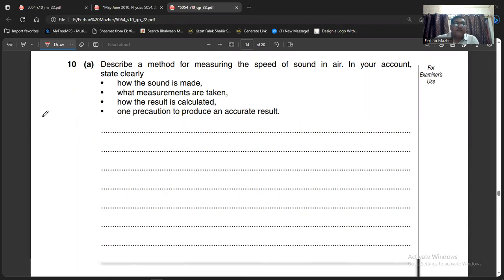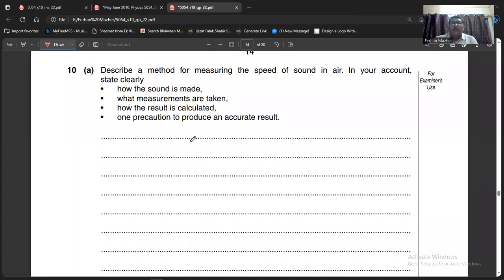So the method is very simple. We will go into a ground and we will take two parties. One will be at point A, the other party will be at point B. The distance between them should be like 1,000 meters. And this ground should be flat. They should be able to see each other.